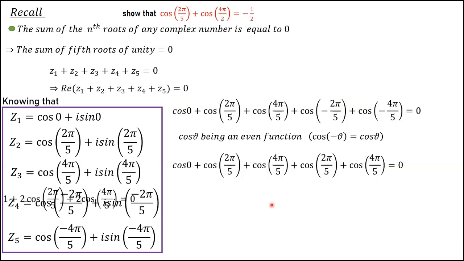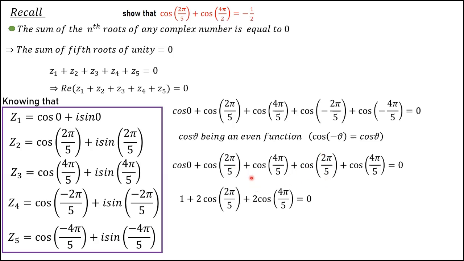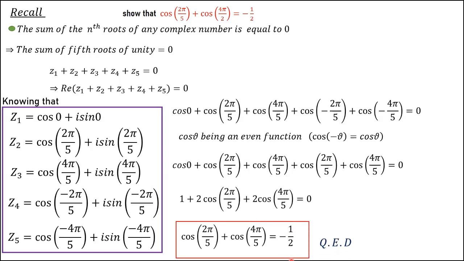We are going to have this, from which further simplifying, cos 0 goes to 1. So that is 1 plus 2 cos 2 pi divided by 5, because we have cos 2 pi divided by 5 plus cos 2 pi divided by 5, and similarly plus 2 cos of 4 pi divided by 5, because we have cos of 4 pi divided by 5 plus cos of 4 pi divided by 5. With further simplifying, we therefore get cos of 2 pi divided by 5 plus cos of 4 pi divided by 5 equal to negative a half, which was what was required for us to prove in this part of the equation.